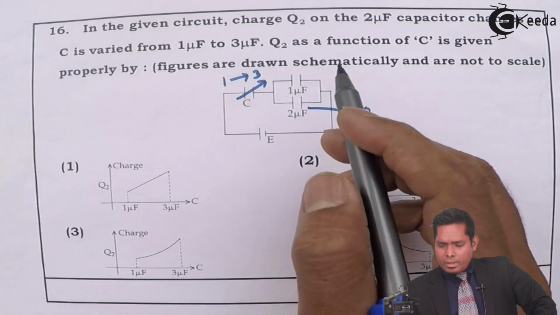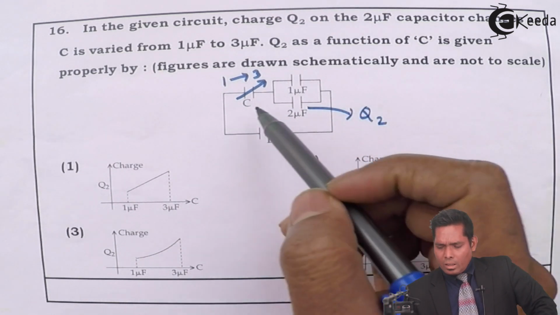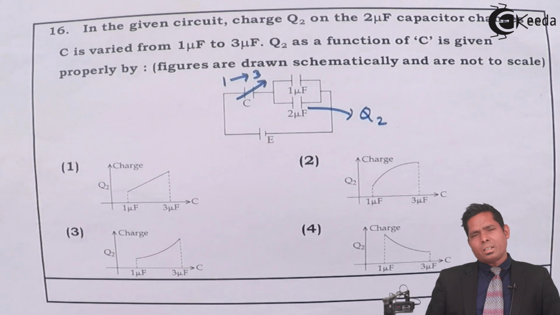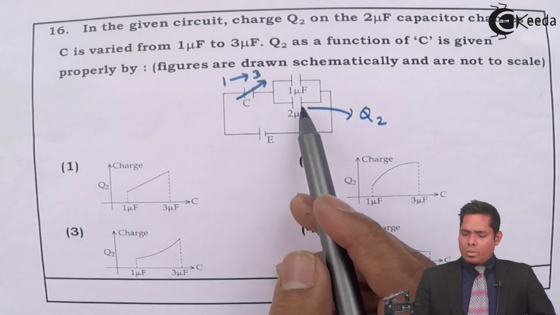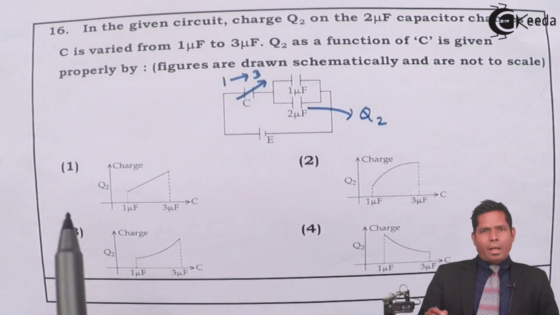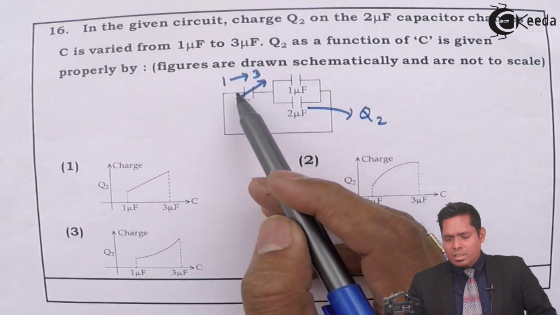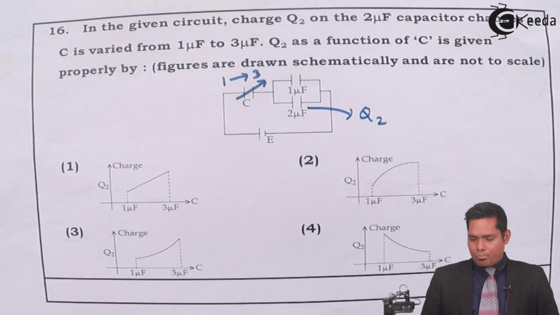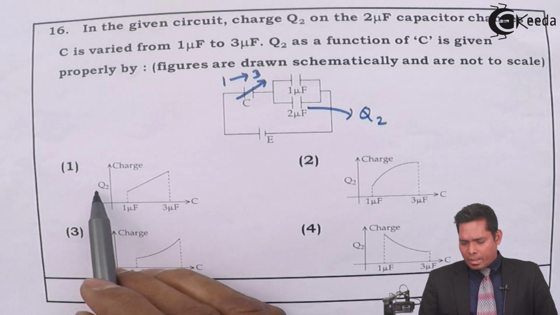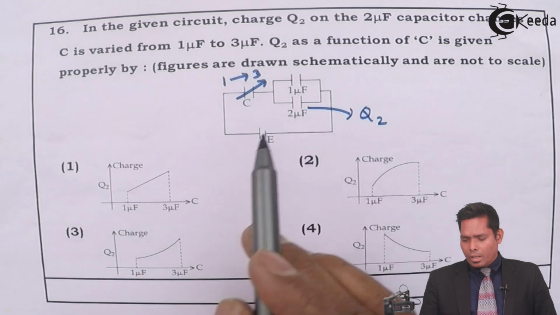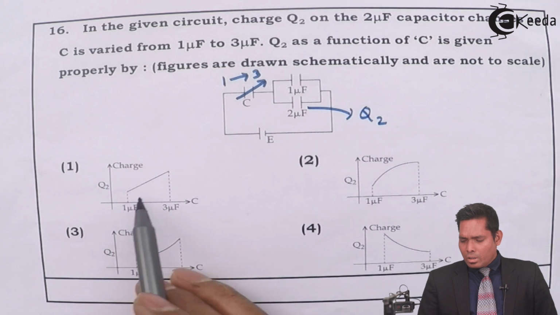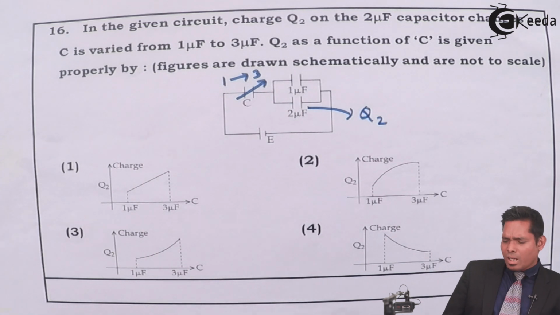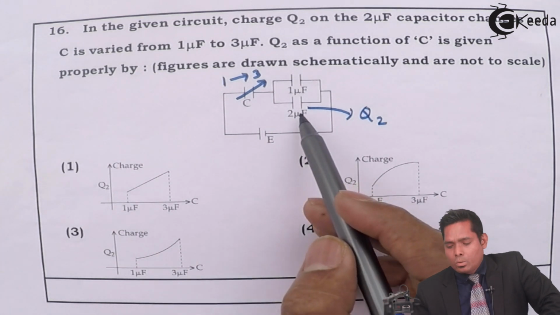Now it says that Q2 as a function of C is given properly by which of the following cases? That means we are plotting the graph of the charge on the 2 microfarad capacitor against the capacitance of the C capacitor when it changes from 1 to 3 microfarad. On the y-axis we have taken the charge Q2, and on the x-axis the C. As C varies from 1 to 3, how will the charge change in the 2 microfarad capacitor?